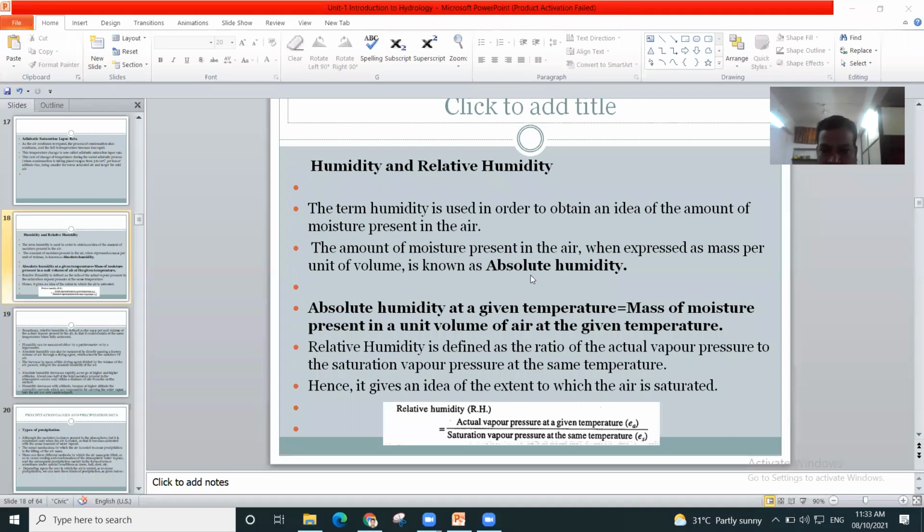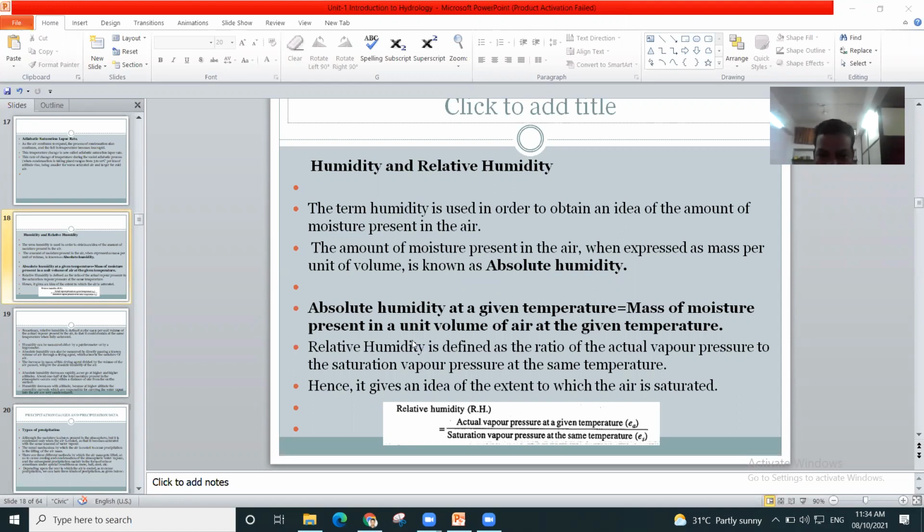This is the absolute humidity at a given temperature, that is equal to the mass of moisture present in the unit volume of the air at a given temperature. That is known as absolute humidity. So absolute humidity is different and relative humidity is different.